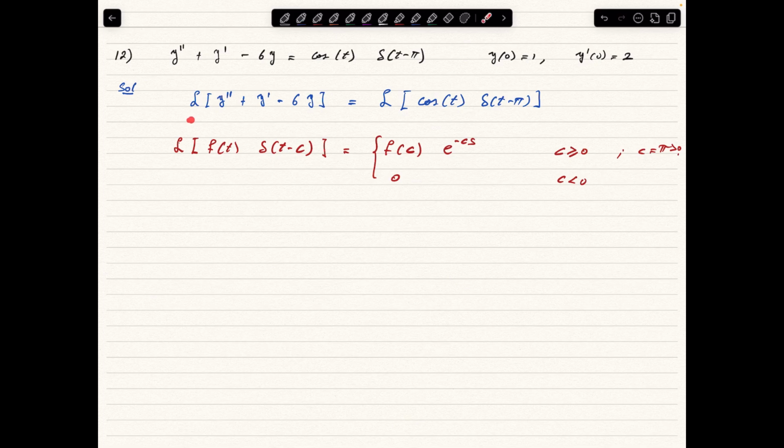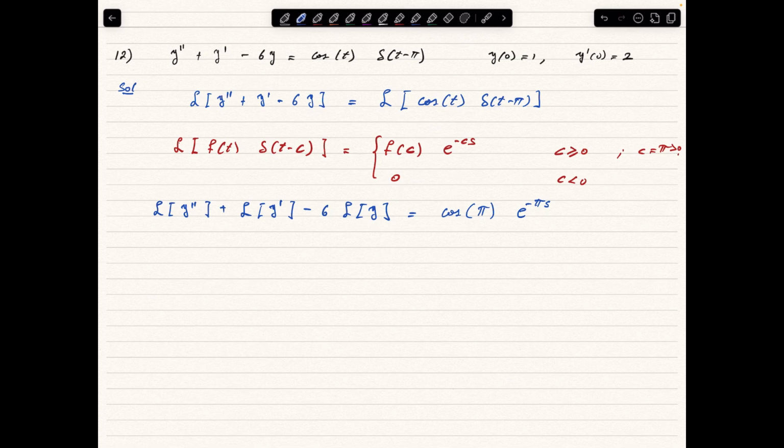On the left side, we use linearity. So now that we are at it, we say this is equal to the Laplace transform of y double prime plus the Laplace transform of y prime minus 6 times the Laplace transform of y. But on the other side, this is the function, the cosine, evaluated where the delta is singular, so at pi, and then we have the exponential of negative pi s.